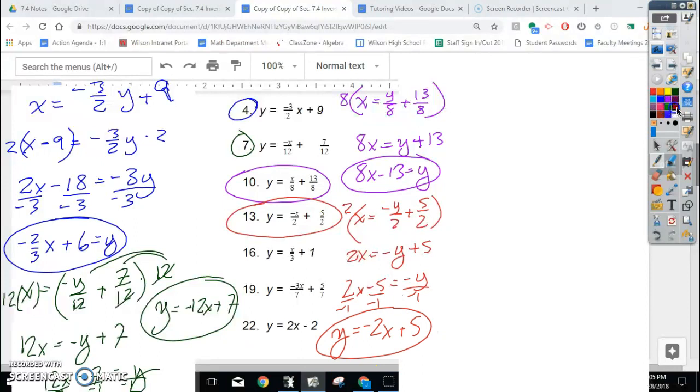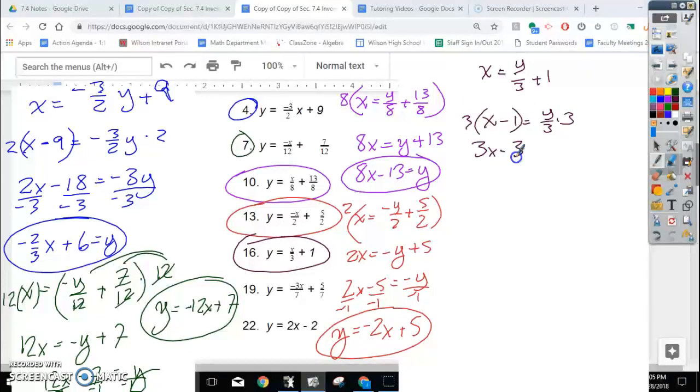Right? 16. I guess I should do maroon, huh? Maroon Marauders. So we got x equals y over 3 plus 1, x minus 1. I'll multiply by 3 to both sides, so 3x minus 3 equals y. Okay? And that'll be 16.